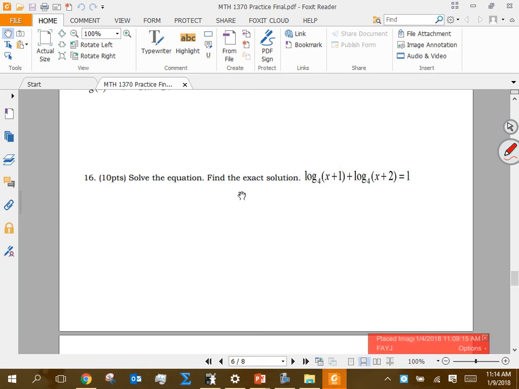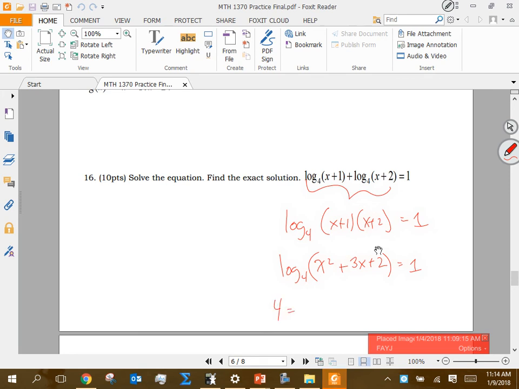This one's not too bad. We'll do this. Logarithm sums. Remember that turns into a product, so log base 4 of x plus 1 times x plus 2 is equal to 1. Well, that goes to x squared plus 1x, 2x, 3x plus 2. So we got log base 4 of that is equal to 1. Now I use the definition of logarithms, so 4 raised to the first will come back and give me this argument, x squared plus 3x plus 2. Solve this for 0. So we get 0 is equal to x squared plus 3x minus 2. So then I get, what's that?